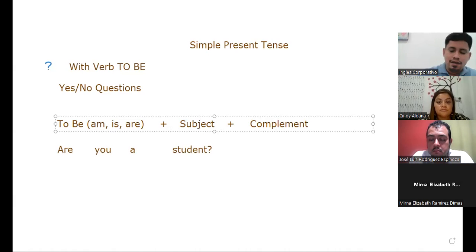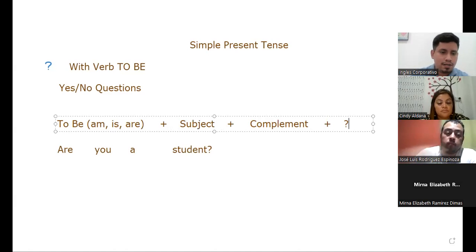Okay, and then at the end we have to include the question mark because it's important. If not, there is no question. We don't include the question mark. In this case, we're going to use the verb to be, am, is, are, because we're talking about questions in simple present tense. And after the verb to be, we use the subject, like are you, he, she, we, they, and the rest.